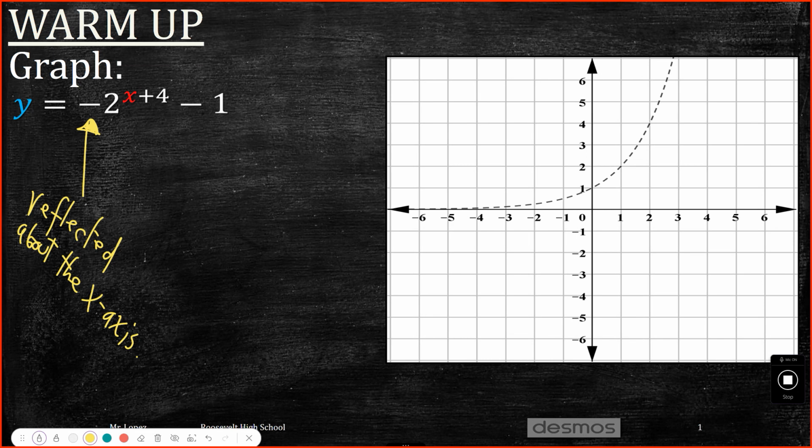We did this one. That's going to be a shift. Which one is it? Left, right, up, down? If you just automatically know it's a left 4, because we did that one, left 4 units. And this one's going to be what? Down 1. So down 1.